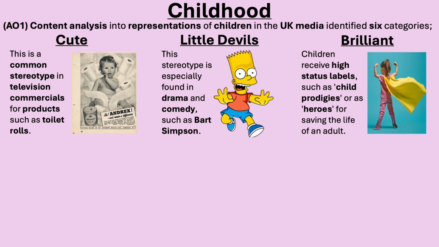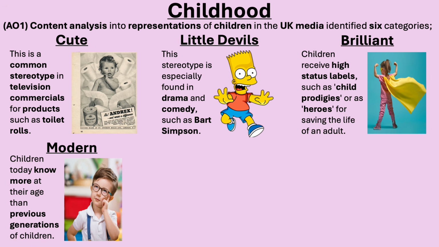Brilliant. Children receive high status labels such as child prodigies or heroes for saving the life of an adult. I can guarantee you've probably seen in your life at some point those viral 911 or 999 calls of a 5-year-old child ringing the ambulance for the parent or something. Everyone's like, oh, the child's a hero, things like that. But if anyone else called an ambulance, it'd be like, yeah, whatever. Do you know what I mean? But the child's like, oh no, they're a hero. Then we have modern children today know more at their age than the previous generation of children did.